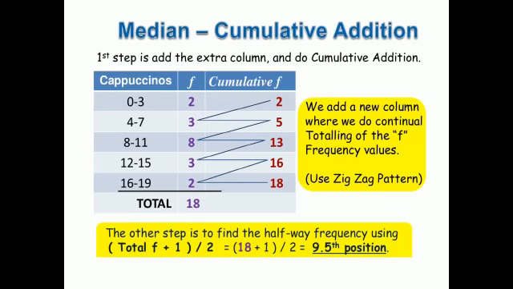Okay, so you have to complete the cumulative frequency for finding the median. Then you have to find the total number plus 1 divided by 2. The total number is 18. 18 plus 1 divided by 2, that is 9.5. Then, which is your answer?